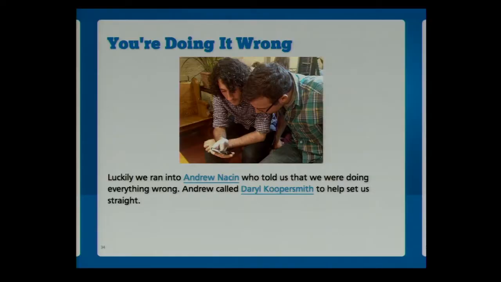About a week after I started doing this, we were in DC, and we were having a meeting, and there was a PHP meetup, and we happened to run into Andrew Nason, who's one of the core WordPress developers, and we told him about what we were doing, and he told us about how we were doing it all wrong. And we were doing it so wrong that he called Daryl Coopersmith, who was on the other side of the country, and said, hey, you should come here and help me explain to these guys how bad they are. And so Daryl got on a red-eye flight, flew overnight, and met with us the next morning. It turned out we were very wrong.